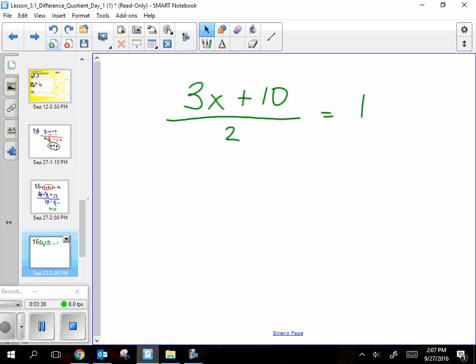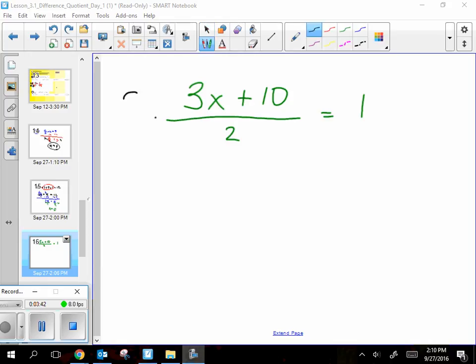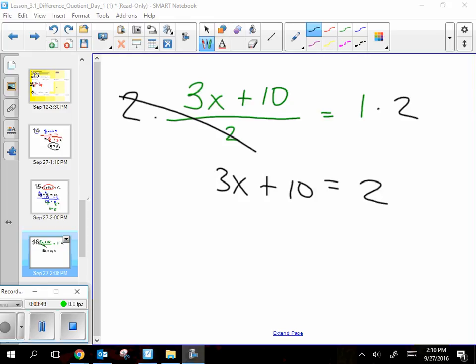I'm going to pause while you give this a try. Yes, I'm on the video again. Tell people at home how to do this. I times by 2, I times by 2, and then these 2's cancel, and it's 3x plus 10 equals 2. How many of you can see this in your work that you had? 3x plus 10 equals 2.